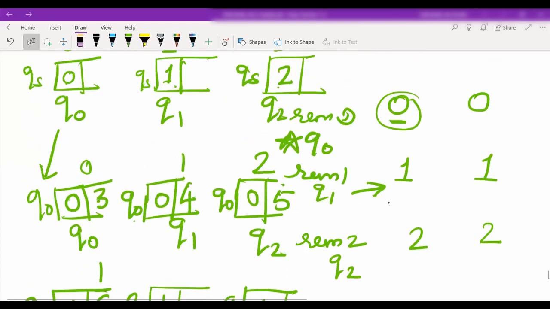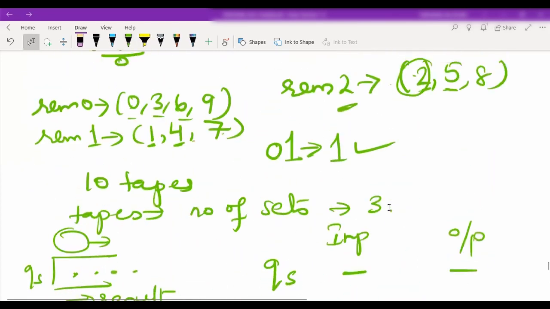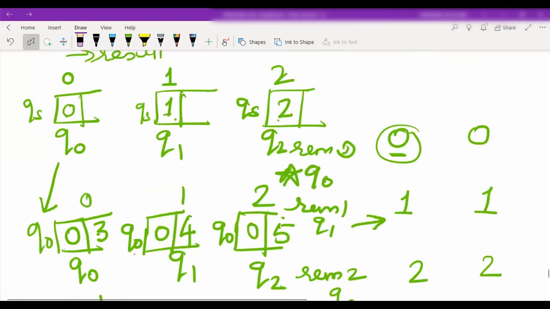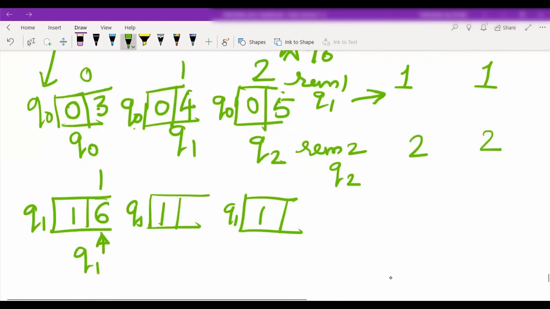Now we will take one element from the set remainder 1. We have considered 1 and 4. Now we can consider number 7. With 7 at the unit place and 1 at the 10th place, number 17 is generated. If the number 17 is generated, what will be the remainder? The remainder will be 2. Which state represents the remainder 2? Q2 state represents number 2. So it will go to the state Q2.